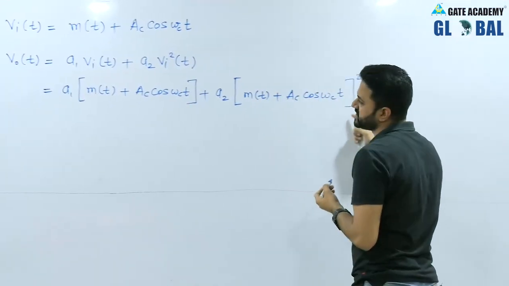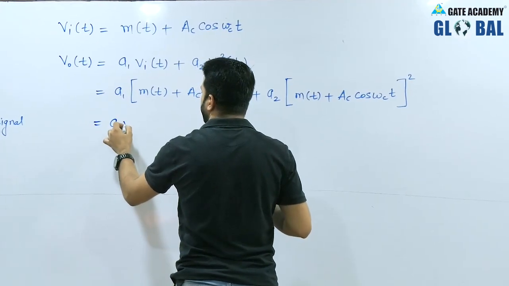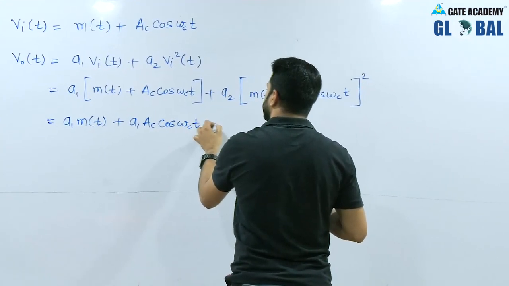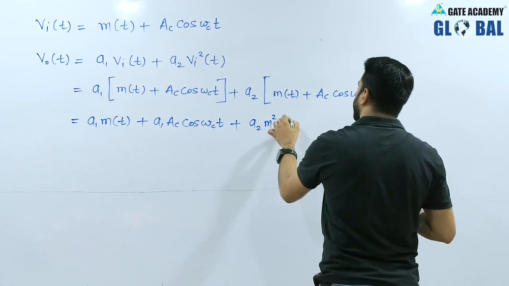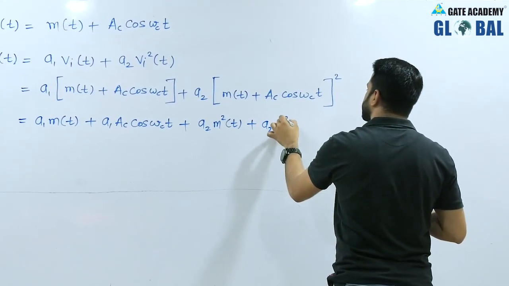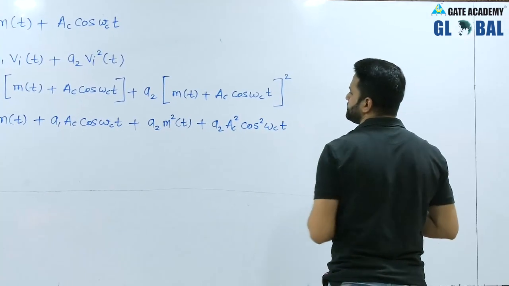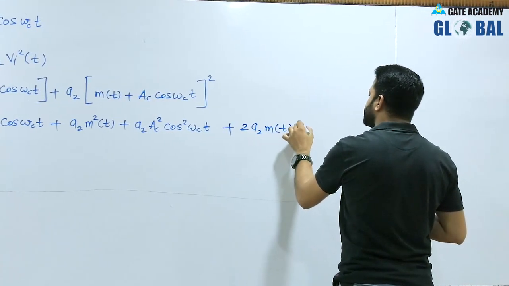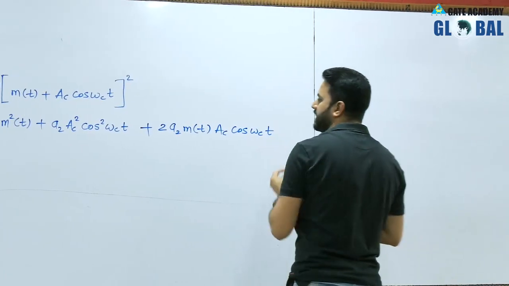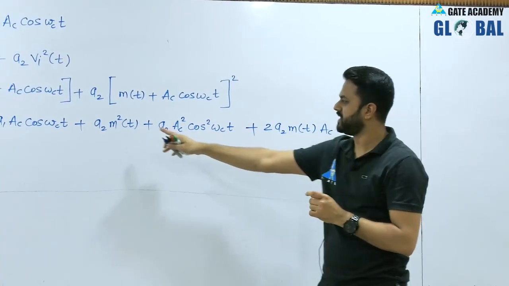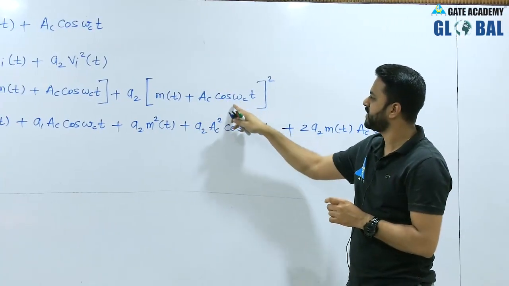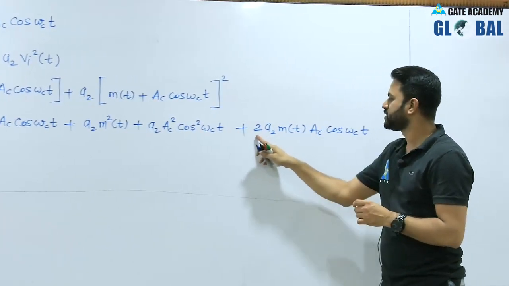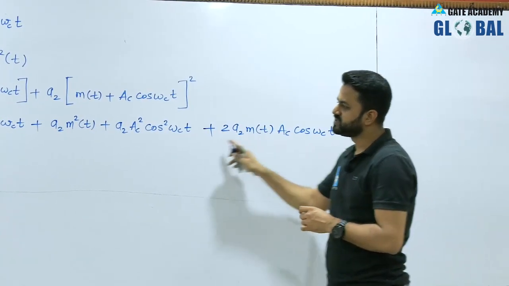So if we expand this equation we get a1 m(t) and a1 Ac cos omega c t plus a2 m square(t) plus a2 Ac square cos square omega c t and 2 a2 m(t) Ac cos omega c t. This is nothing but (A plus B) whole square: A square, which is m square(t) multiplied with a2, B square, that is Ac square cos square omega c t multiplied with a2, and 2AB, that is 2 m(t) Ac cos omega c t multiplied with a2. So this is the expansion.